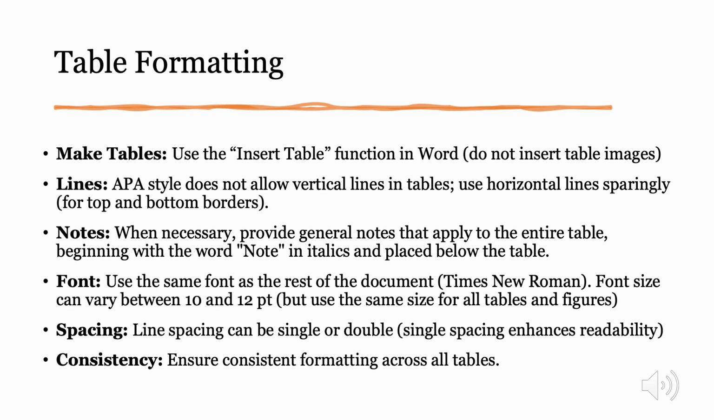Second, pay attention to lines. APA style does not allow vertical lines in tables. Use horizontal lines sparingly. Use lines only for the top and bottom borders, and if necessary, to separate a header row from the data. Next, include notes when needed. If a table requires clarification, provide a general note below the table. Start with the word Note in italics, followed by a brief explanation. This is helpful when your table includes symbols, abbreviations, or any data that might need further context.